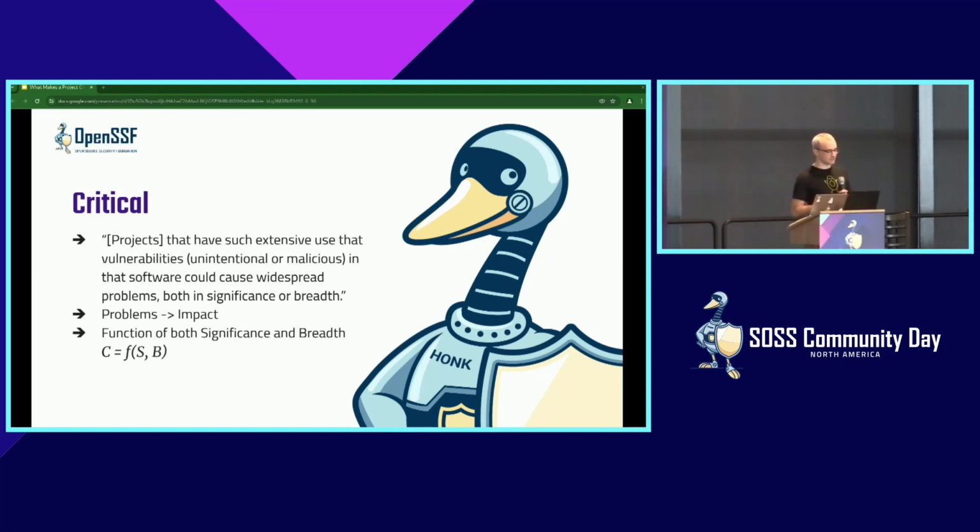And it says here that vulnerabilities, whether intentional, unintentional, or malicious, could cause widespread problems, both in significance and breadth. Problems is also known as impact. What would the impact be of a vulnerability in the project? And the criticality includes both significance and breadth. So you want to have some amount of both, a medium amount of both, or a lot of one and a little bit of the other. But you can't have none of one for a project to be critical.